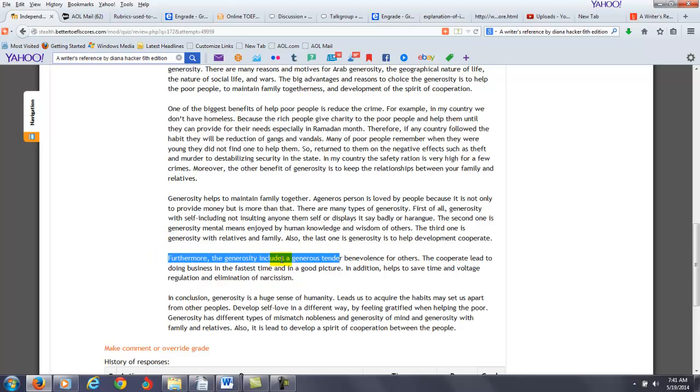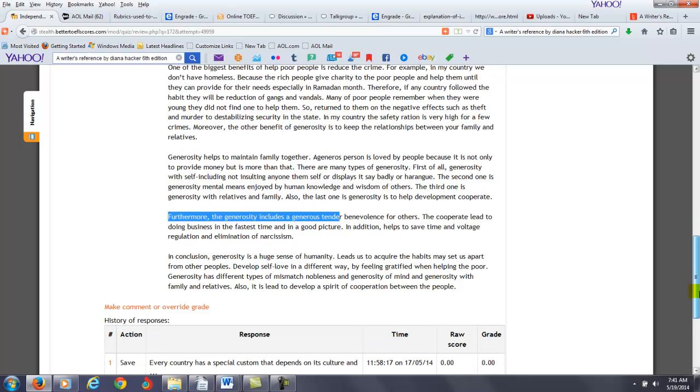Now, this particular paragraph is not well developed compared to the other ones. So you need to use more examples in here to help explain that idea.